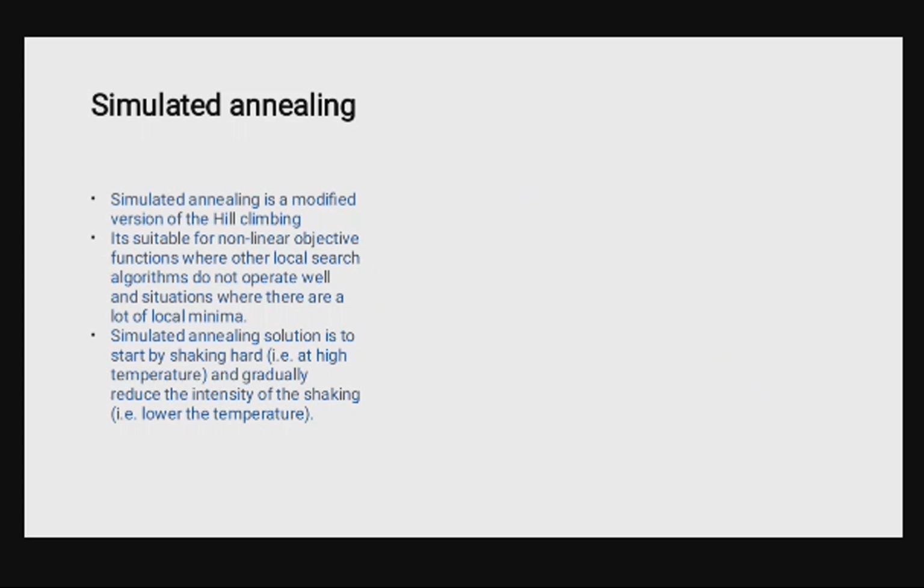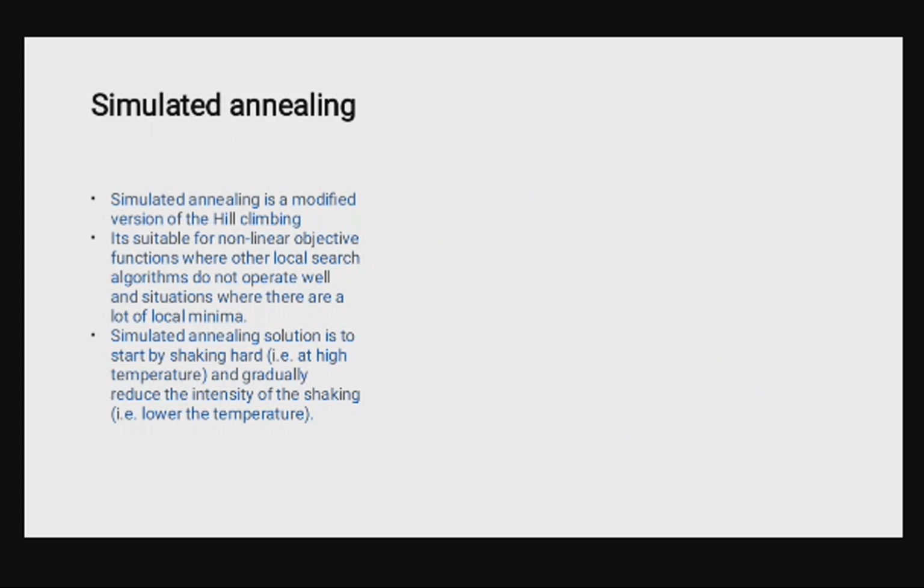Then another example of a local search algorithm is simulated annealing. This is a modification of hill climbing, whereby this one uses shaking in a way that the agent keeps on shaking, reducing the intensity of the shaking until it rests at the local minima. So simulated annealing is a modified version of hill climbing.